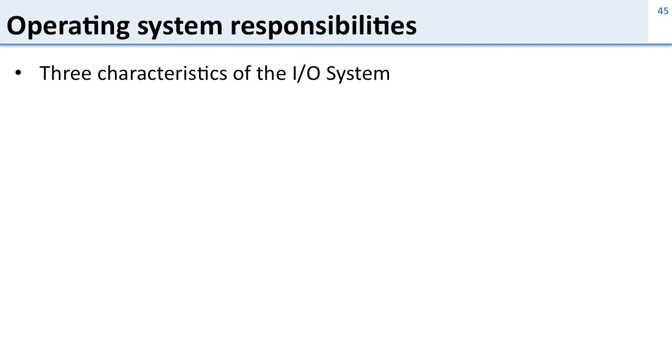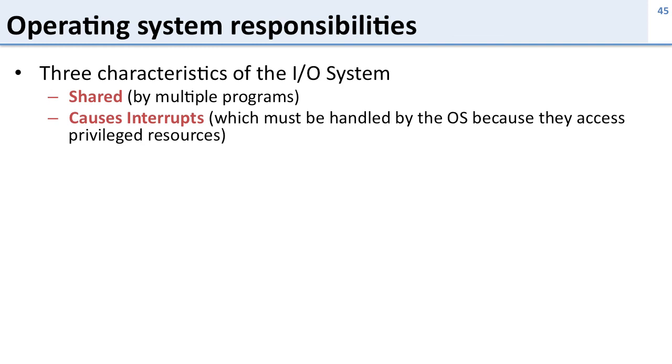So what are the operating system's responsibilities with respect to I/O? The I/O system has three characteristics, and the operating system is responsible for taking care of these. The first is that it's shared. So we have multiple programs running on our computer, and they all share the same I/O system. They share the same network, the same disk, the same keyboard. The I/O system causes interrupts, and these have to be handled by the operating system because they're privileged resources.